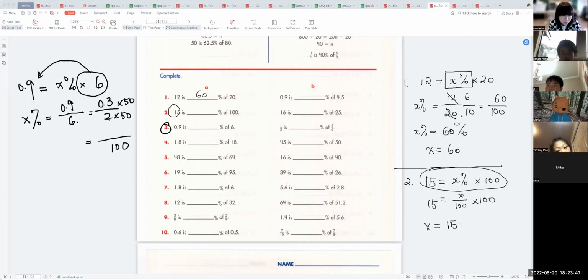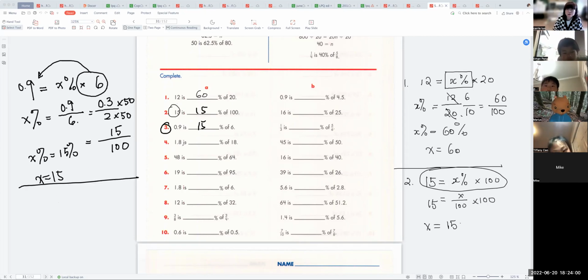So it's 15 over 100. So X percent equals 15%. So X also equals 15. Get it? We have to go one by one, okay? So number 4, Maris, this one's easy. Can you give me the equation?